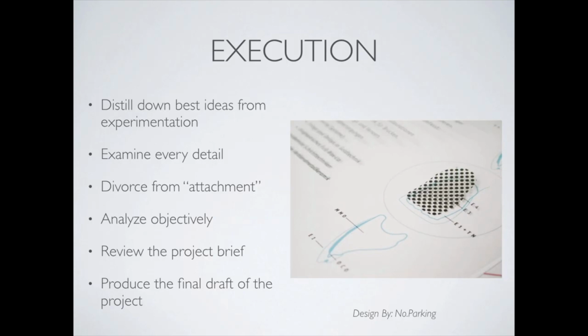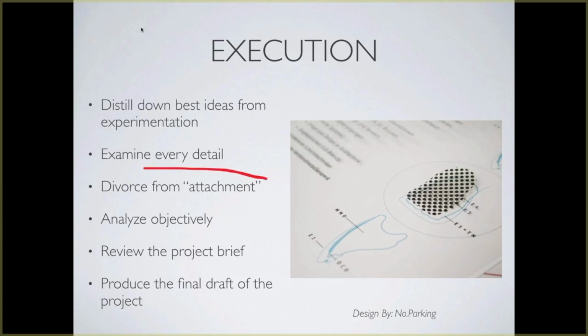Then we examine those details and we divorce ourselves from attachment. This is probably the hardest thing that you as a design student will ever have to do. Right there. And so what do I mean by divorce from attachment? When you work really hard on something, you become attached to it. You spend hours building that architectural model for your 121 class. You fold those planes so carefully, they're perfectly folded planes. Right? You work through those details.